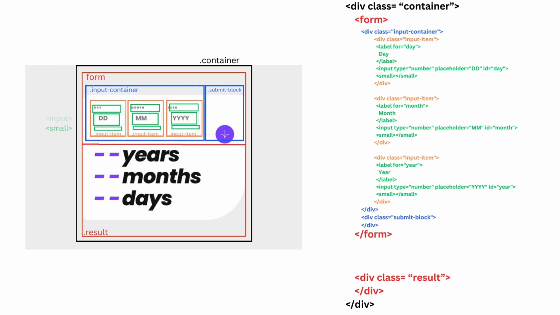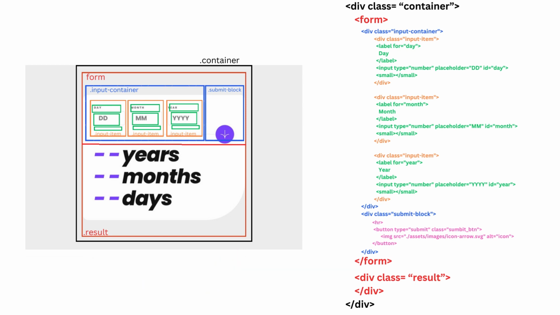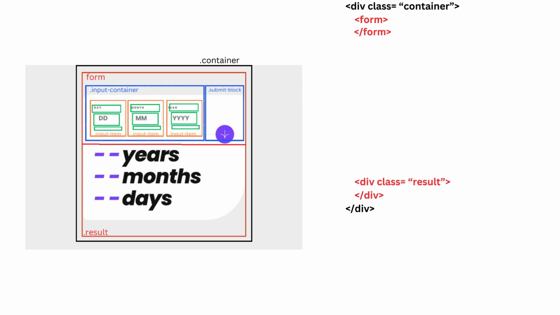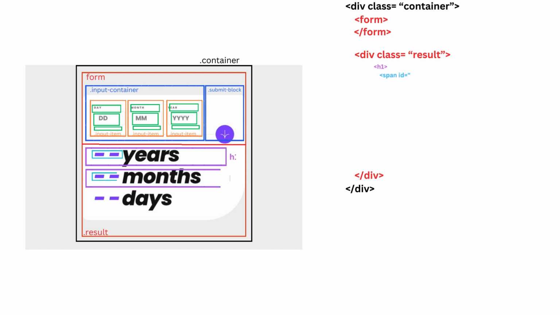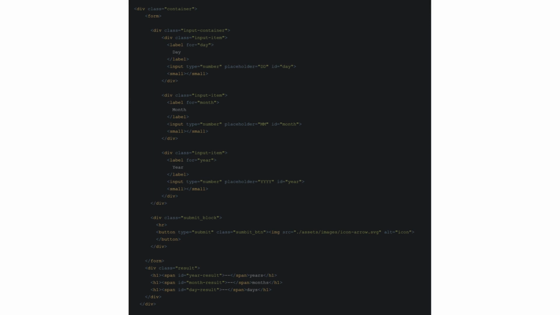And here's the code for the submit block. Next, the result div. It has three h1 elements, each with a span. One span will have an ID of year result, the other has an ID of month result, and so on. This is what the HTML file will look like.